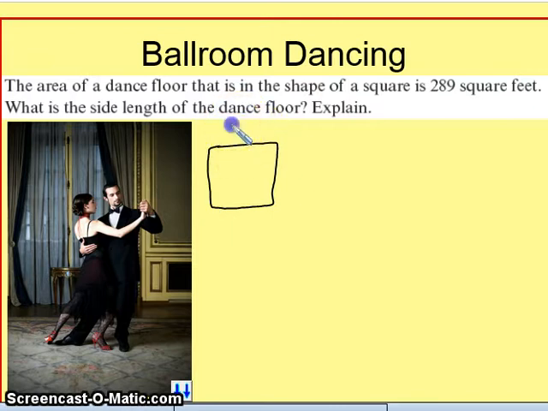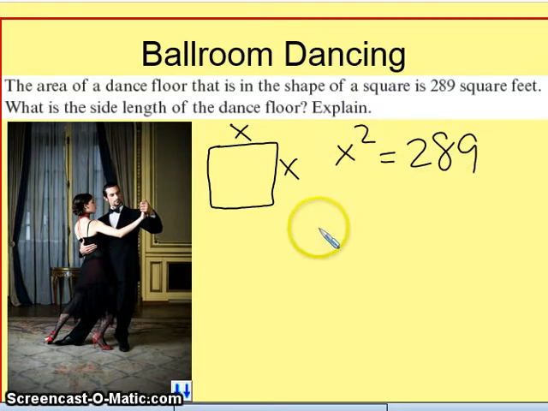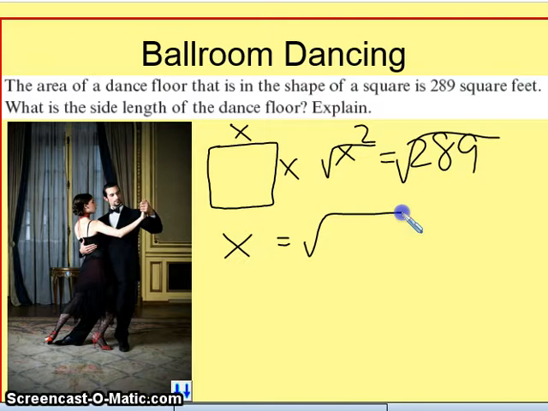That means that when we multiply the area, means we have to multiply one side by another. So when we multiply x times x, we get 289 feet. So x times x, or x squared, equals 289 feet. Now to solve this, we're looking for what is the square root of x squared, or what is the square root of 289. The side length of our dance floor is going to be the square root of 289. Now, is 289 a perfect square? Well, it ends in a 9, so it's a good candidate.